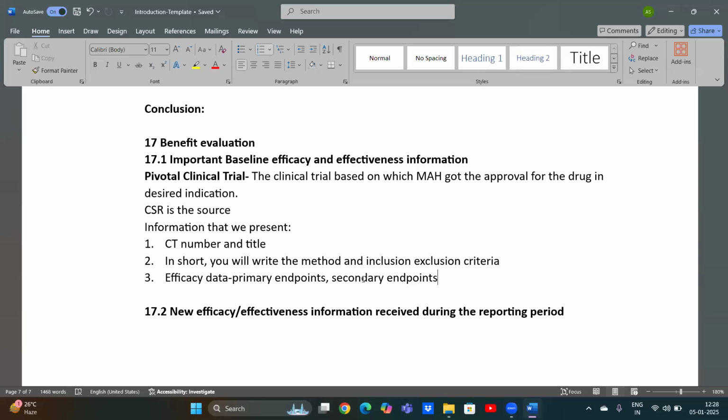And for all the indications we have to write. For all the approved indications, whatever clinical trials were done for them, all the information will go here.